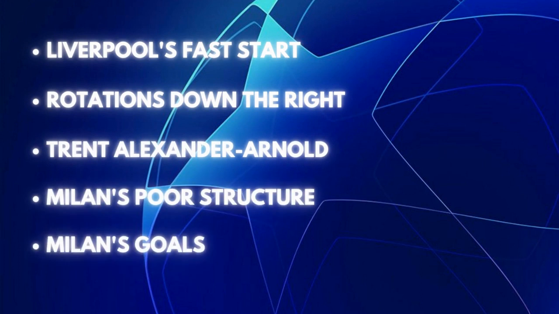In this video, we will look at Liverpool's fast start that really unnerved AC Milan, their rotations down the right flank, with Trent Alexander-Arnold playing a key part in all of those moves. We will also look at AC Milan's poor structure on and off the ball, as well as break down both of Milan's goals with respect to where Liverpool's defensive strategy went wrong as well.